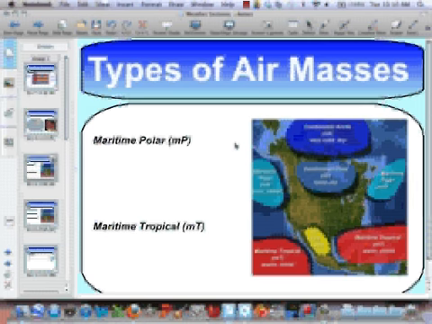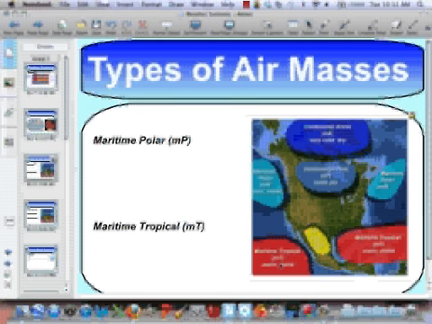Maritime is a key word that means what? Does anybody ever heard of maritime law? I've heard of it, but I don't remember what it is. Okay, well, let me point out something for you here. Maritime, maritime, maritime. It has everything to do with water. Maritime means open water. So oceans, seas, bays, that's all maritime.